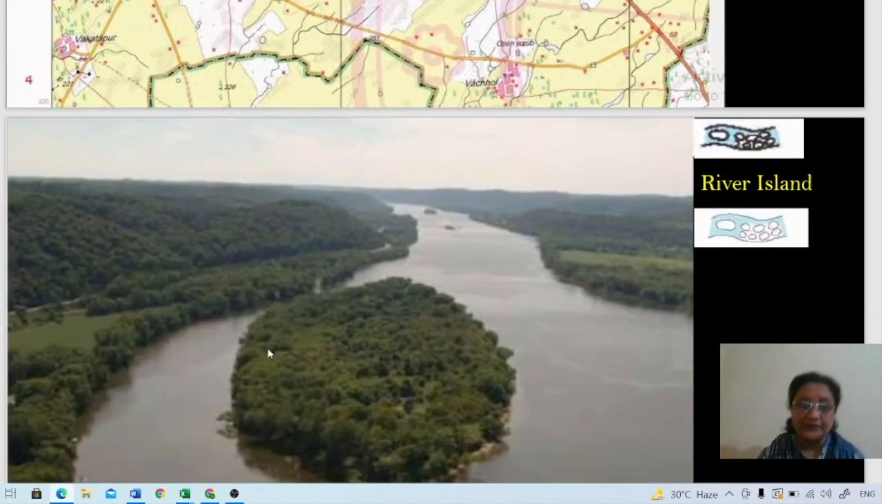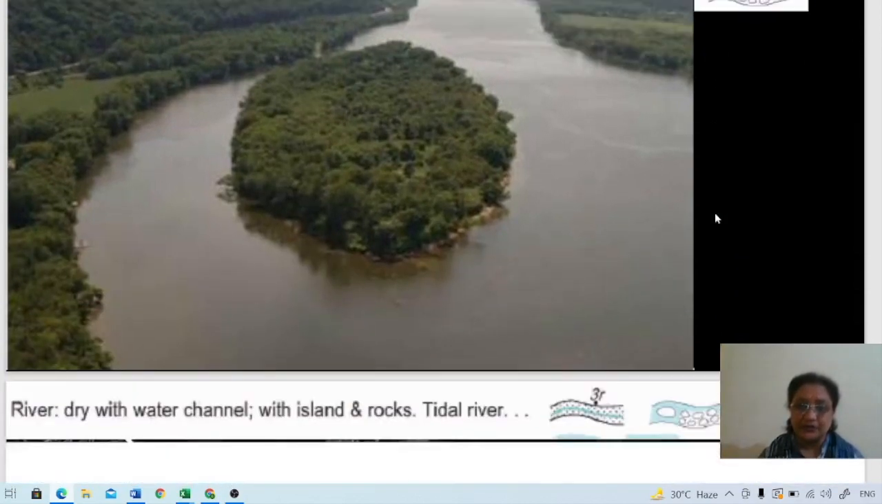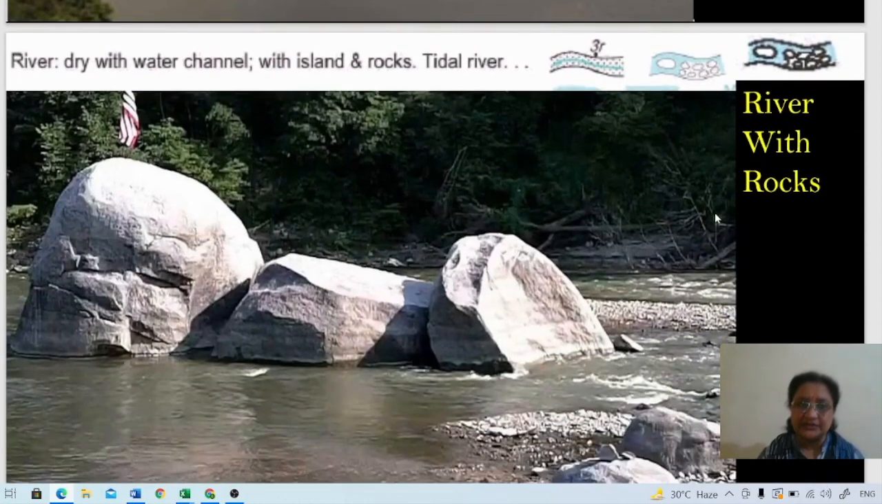This is one of the best examples of a riverine island. Can you see this, children? This is the example of a riverine island which you can see in this picture, in this symbol. This is the symbol in the topo sheet, right? Then next is the river dry with water channel, and island and rocks are there. It is shown with the help of this type of symbol, right?